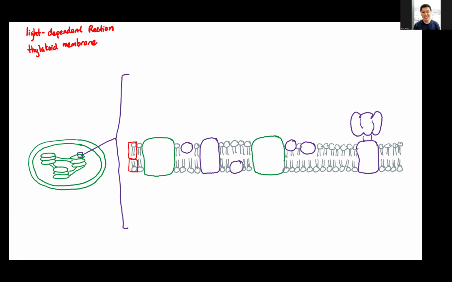First, let's orient ourselves, because this is a thylakoid membrane. It divides the region into two spaces. This region over here is what we're looking at right now. That is the stroma region. And then this region over here, that is inside the thylakoid. So that is our lumen.